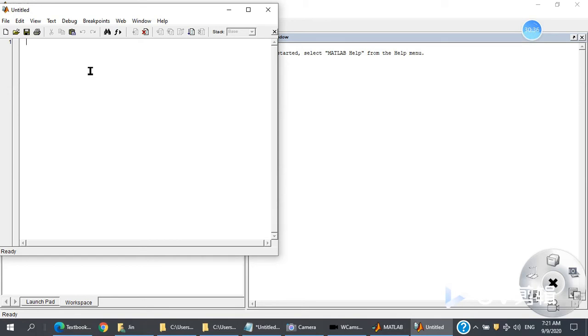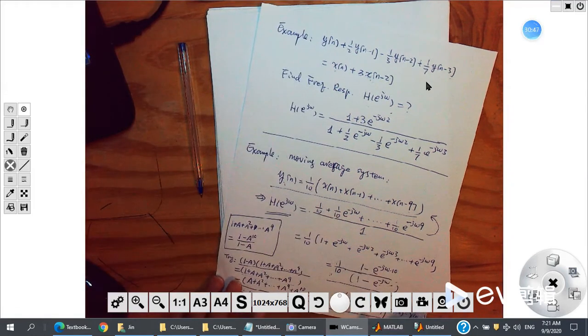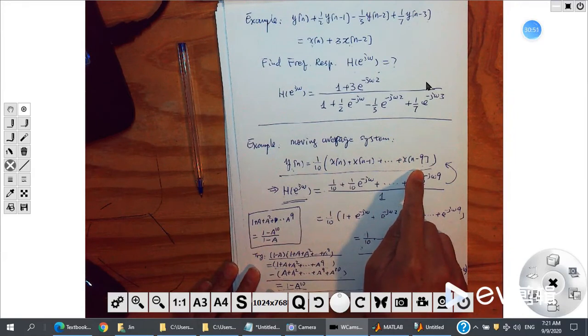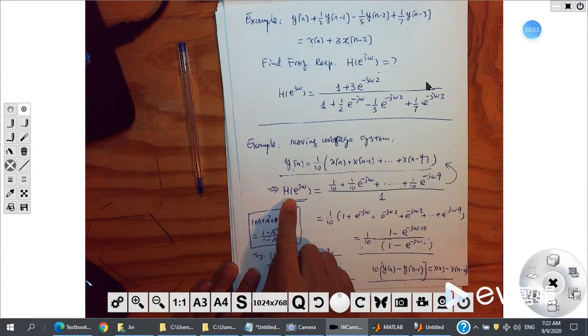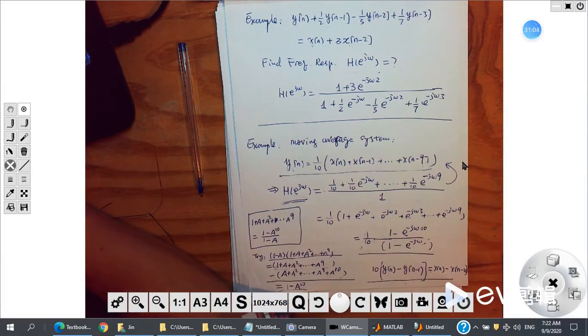Here I just use this one as an example. We already have it, right? We use the moving average as an example. Then we want to see what capital H is. We have two formulas, right? We can use either one to find the frequency response. Then I give you both.